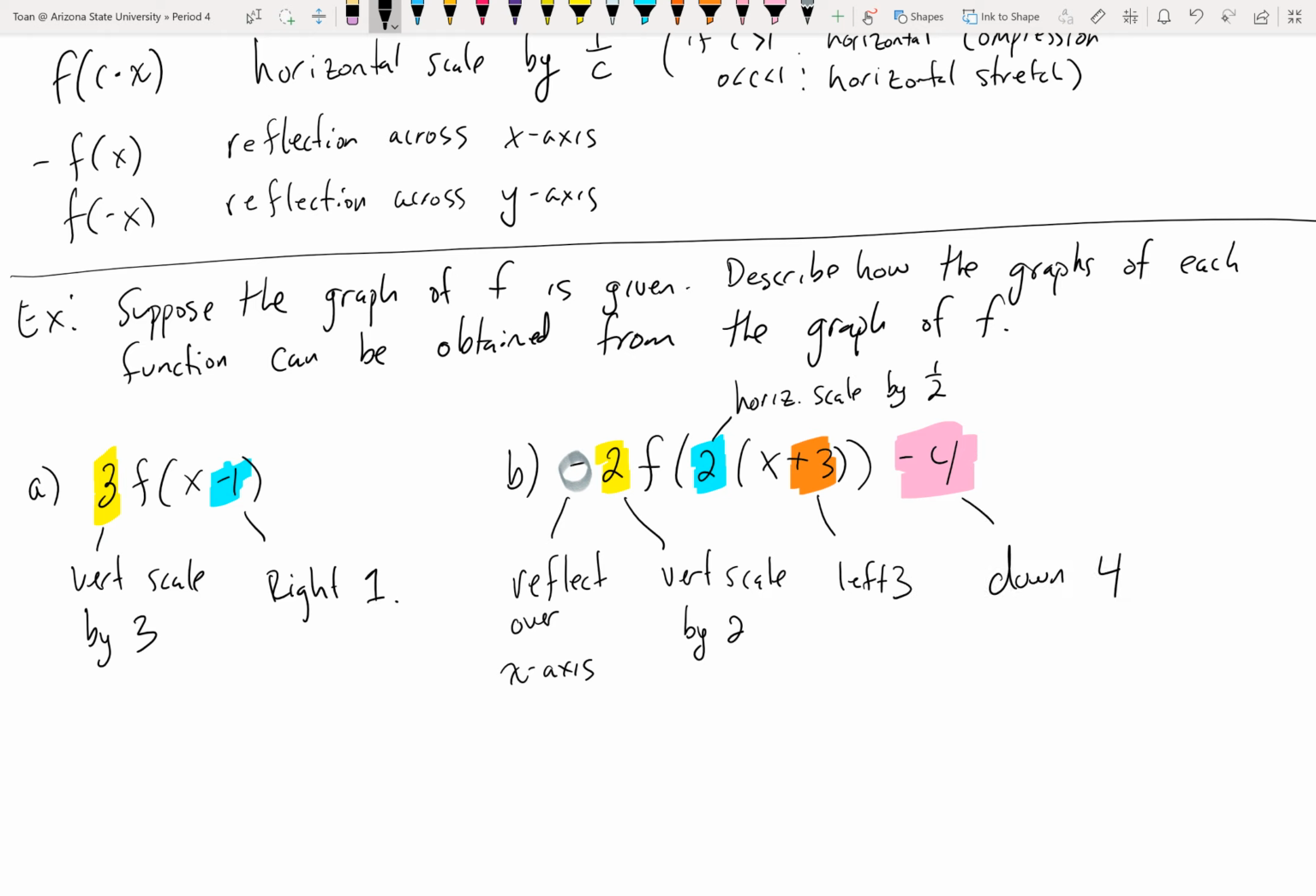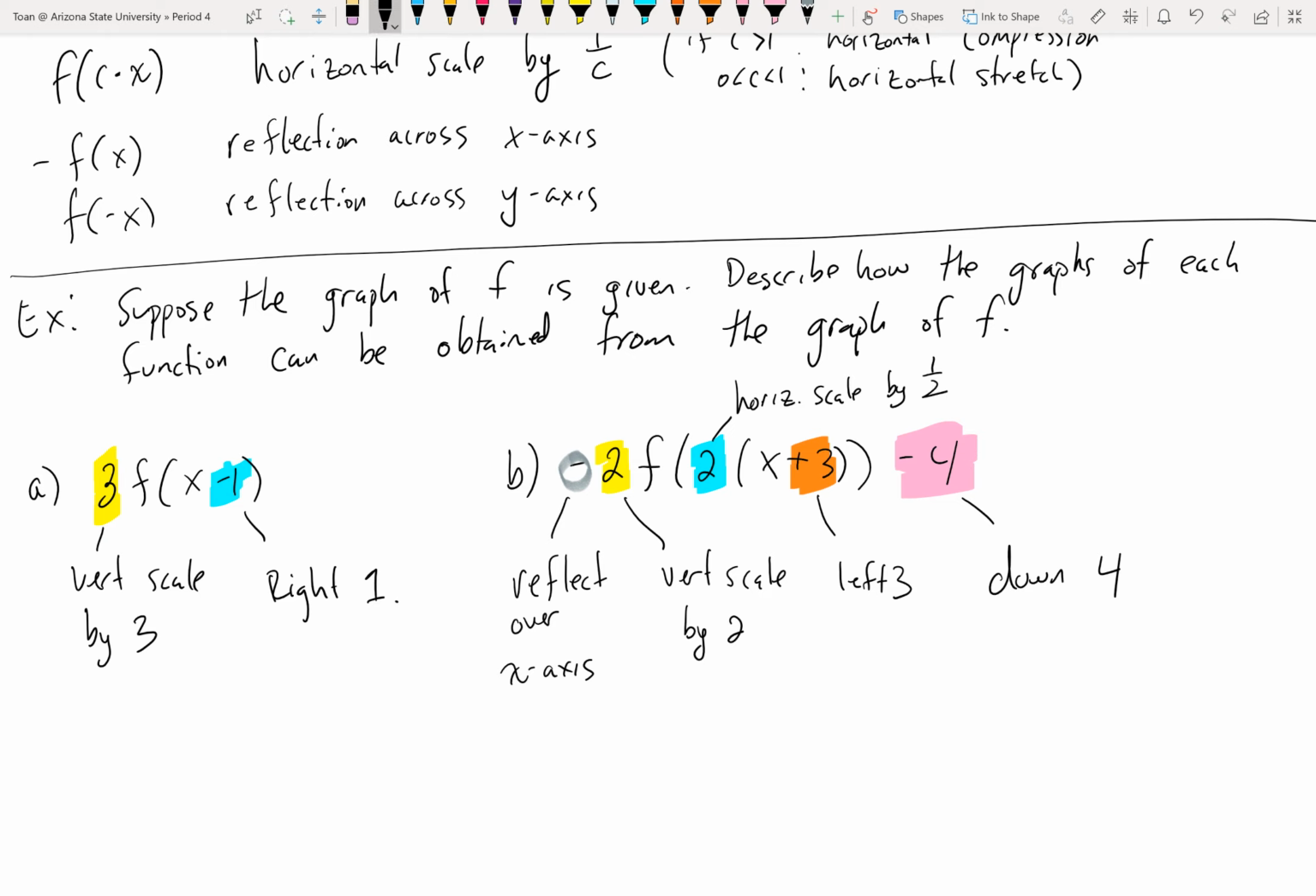This is a down 4. We answered the question. Question? You know how you said that 2 becomes a 1/2? What if it was the other way around? So let's say if this 2 was 1/2, then I would say it's a horizontal scale by 2. Right? Because anything that happens to the x is sort of like inversely.